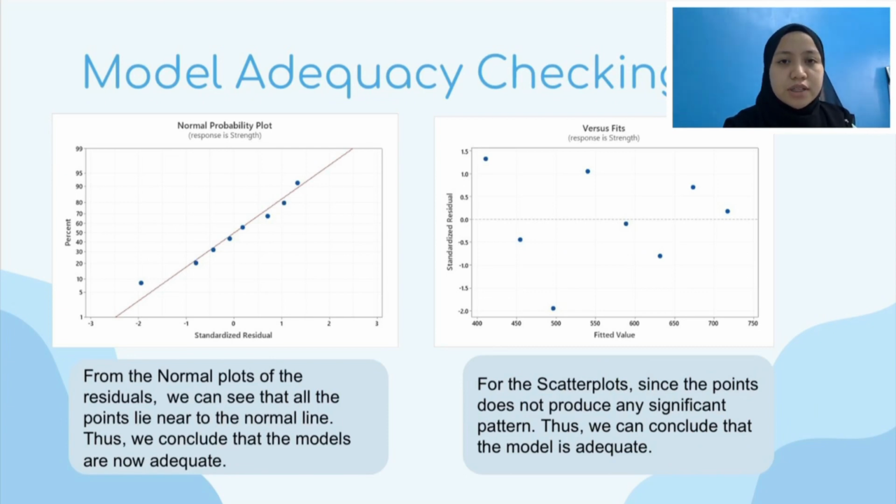The next one is our scatter plots. From the scatter plot, we can see that it does not produce any significant pattern. So we can also see that the model is now adequate.